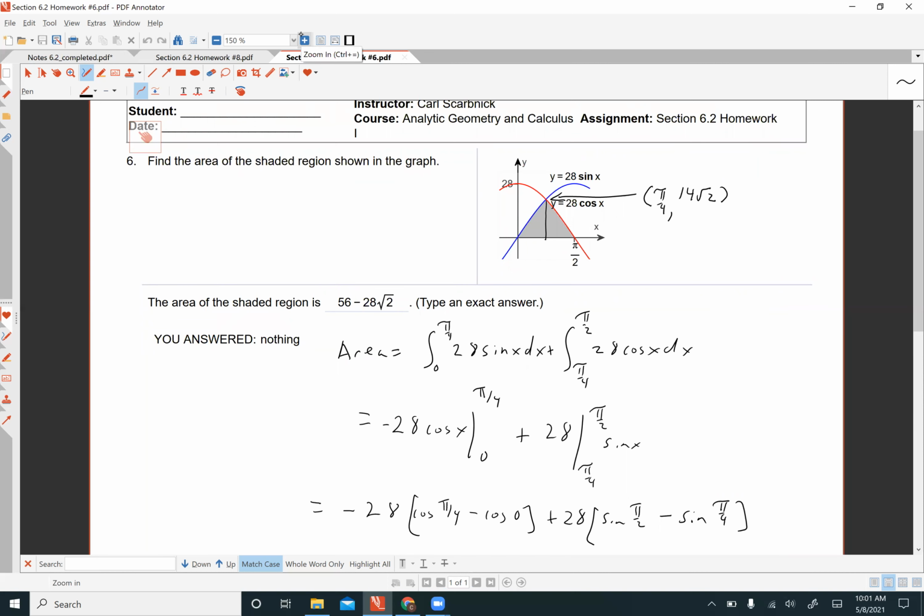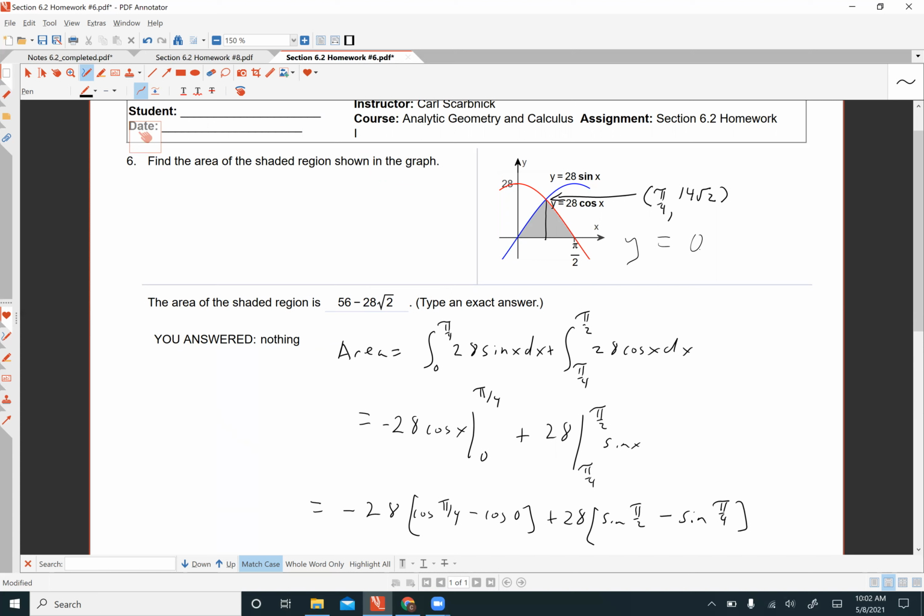Okay, so we see the blue graph is y equals 28 sine of x, and the red graph is y equals 28 cosine of x. And we want the area bounded by those two curves and the line y equals 0. In this case, we're a little bit different than what we did before. Break it up into two parts.